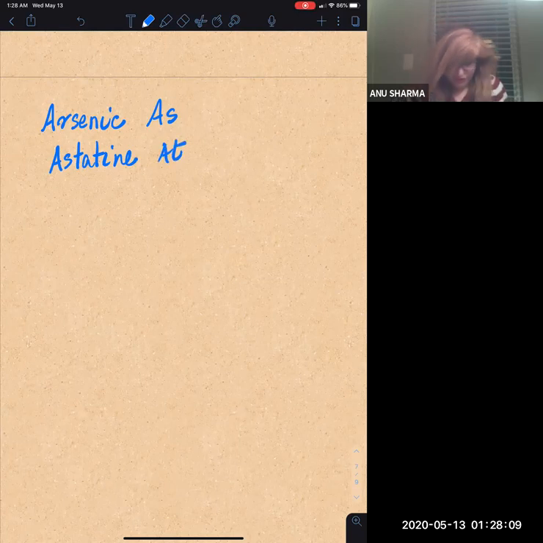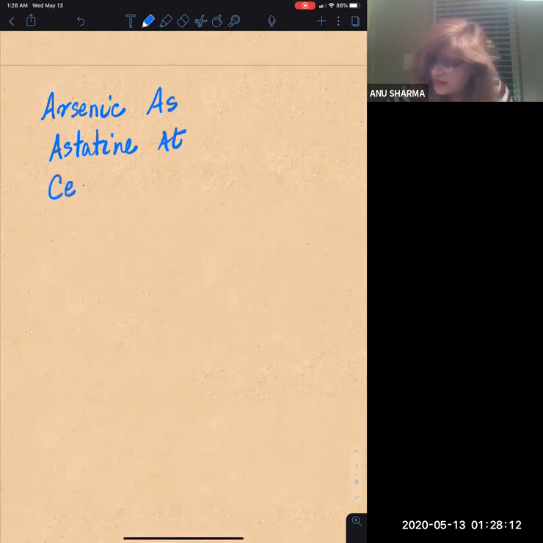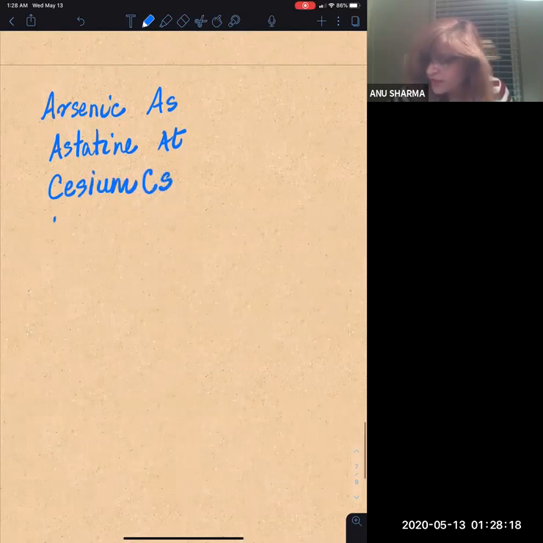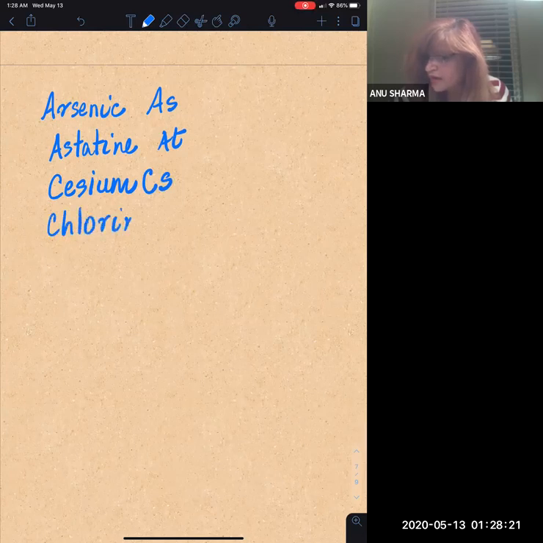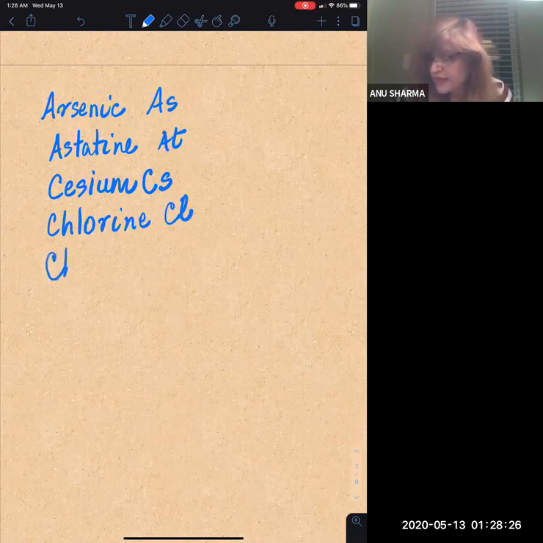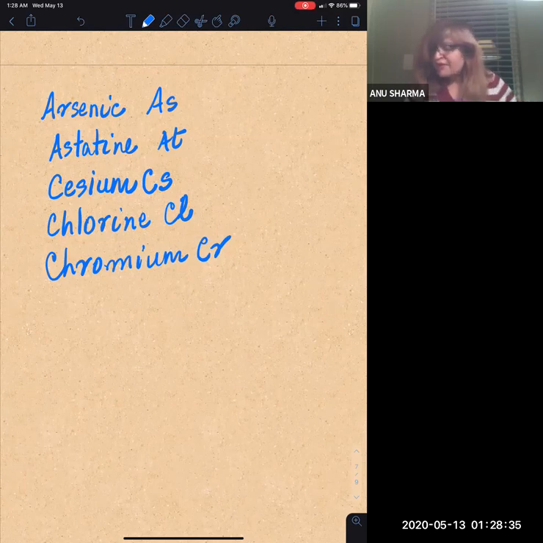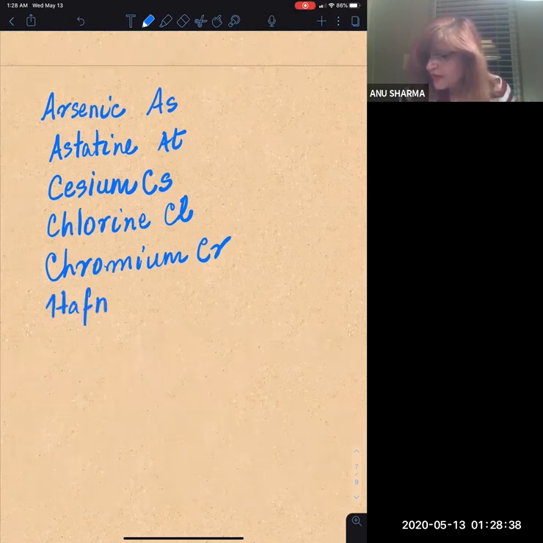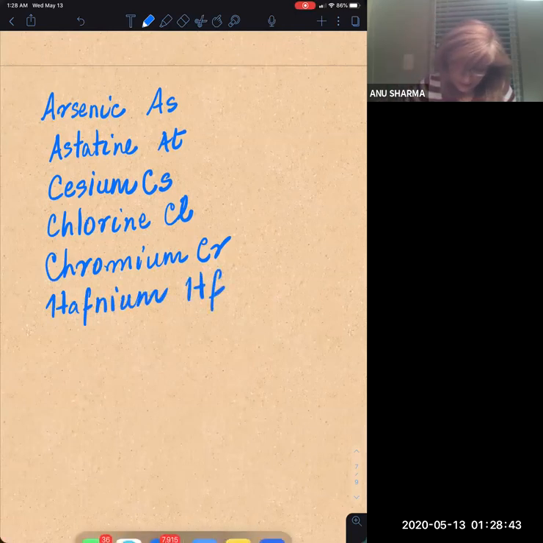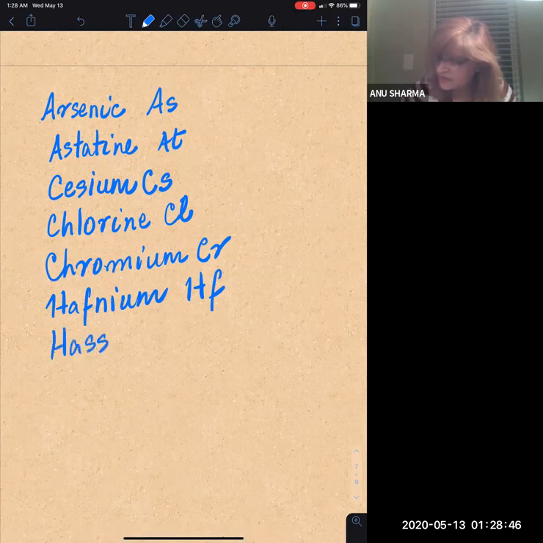Then you have, for example, cesium, C-E-S-I-U-M, and the symbol is Cs. Then you have chlorine, C-H-L-O-R-I-N-E, symbol is Cl. Chromium, C-H-R-O-M-I-U-M, symbol is Cr. Then you have hafnium, H-A-F-N-I-U-M, Hf. For example, hassium, H-A-S-S-I-U-M, and this is Hs.